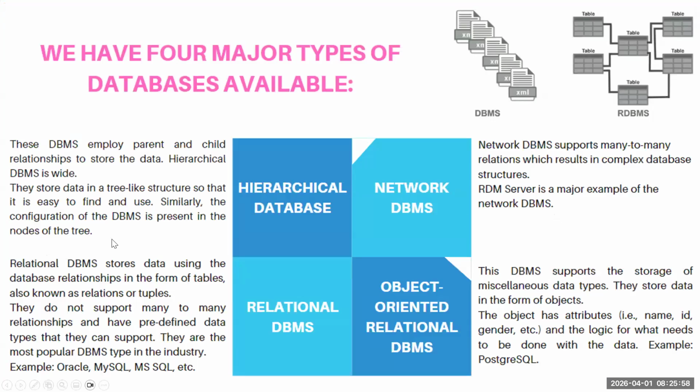So that is where you can find parent and child relationships. Old database management systems are no more now. Network database management means many to many. A network database supports many to many relationships, like a complex database structure. There is nothing like one parent, one child. In hierarchical, there is one parent and you have multiple children.